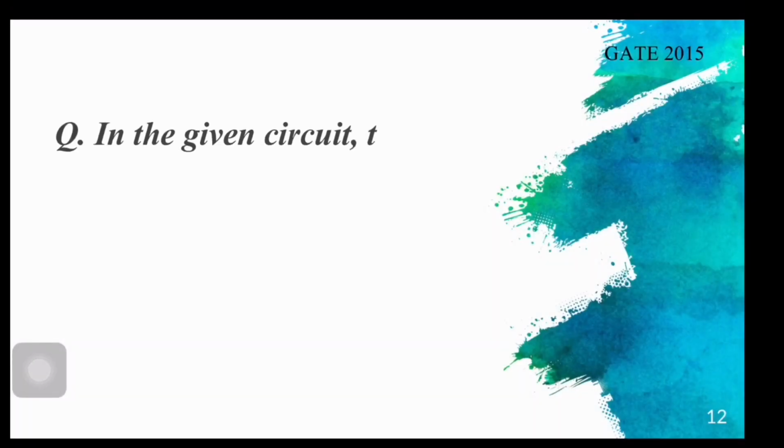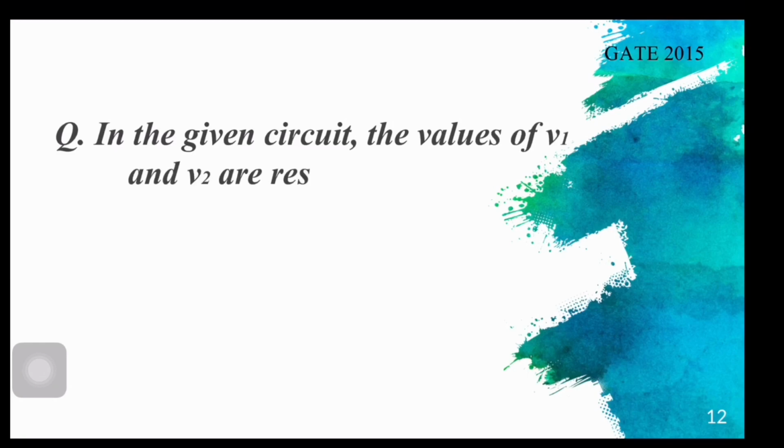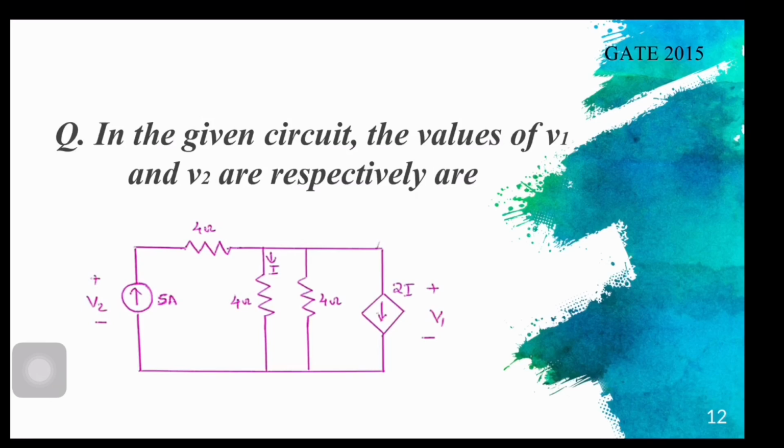It's from GATE 2015. In the given circuit, the values of V1 and V2 are respectively. This is our network. Here we have one independent current source 5 amperes, one dependent current source 2I. V1 is marked as voltage across this dependent current source and V2 as voltage across this 5 ampere independent current source. These are the two quantities to be calculated.